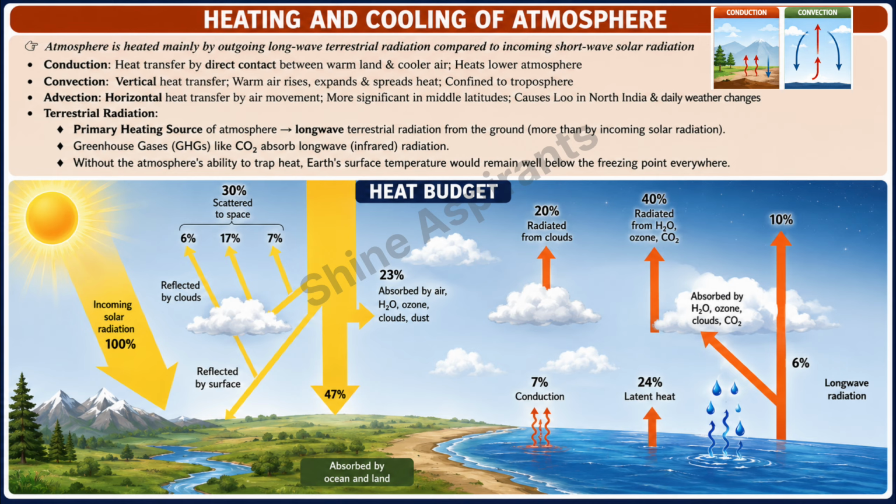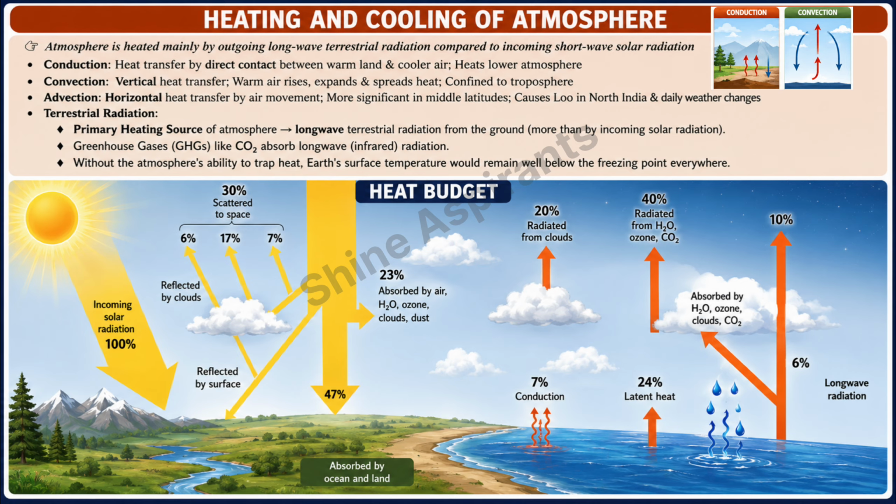Heat budget. Of 100 units of incoming solar radiation, 30 units are reflected back to space: 6 by atmosphere, 17 by clouds, 7 by surface. 23 units are absorbed by air, water vapor, ozone, clouds, dust. 47 units are absorbed by ocean and land. From the 47 units absorbed by Earth's surface, 7 units are transferred by conduction, 24 units as latent heat, and 10 units radiated as long-wave radiation absorbed by water vapor, ozone, CO2. Remaining radiated upward: 40 units radiated from H2O, ozone, CO2, 20 units radiated from clouds.